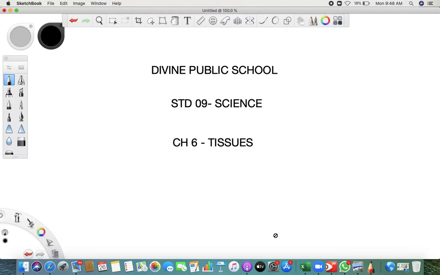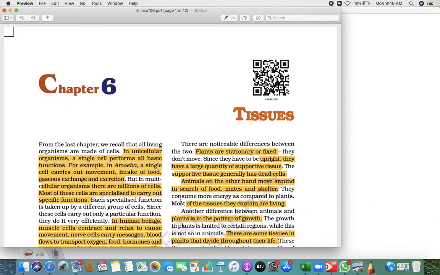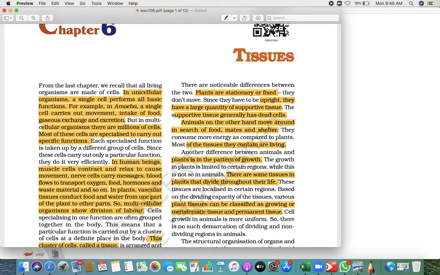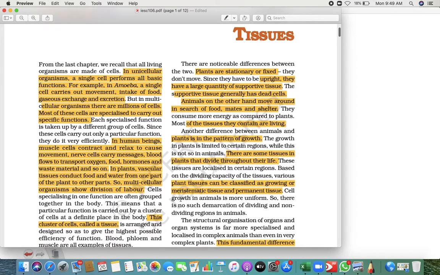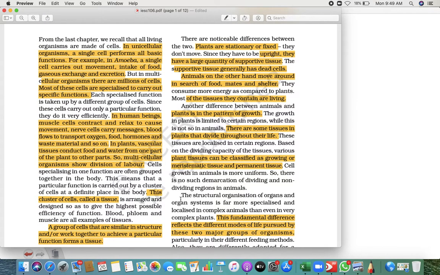Okay, now we started with this chapter. Let me reframe a little. Now we learned what is a tissue, right? But before that we learned what is a cell. So we saw that there are organisms which are single cellular, and there are organisms which are multicellular. Now amoeba is one example of a single cellular organism, and each cell performs different functions.